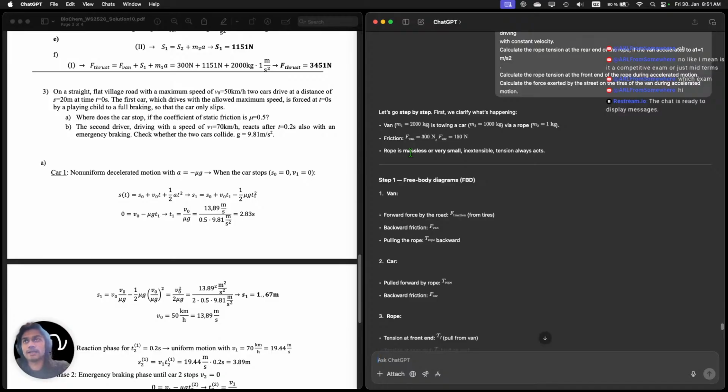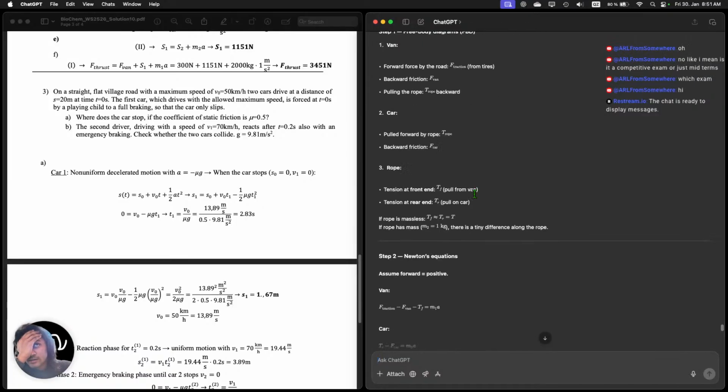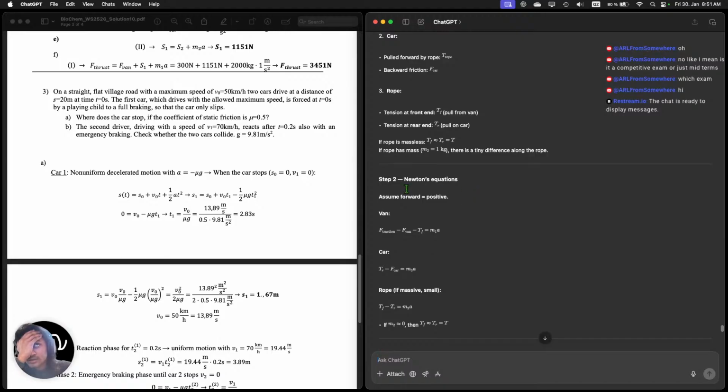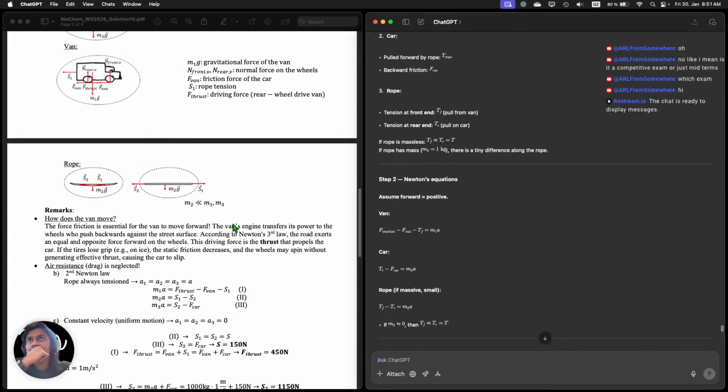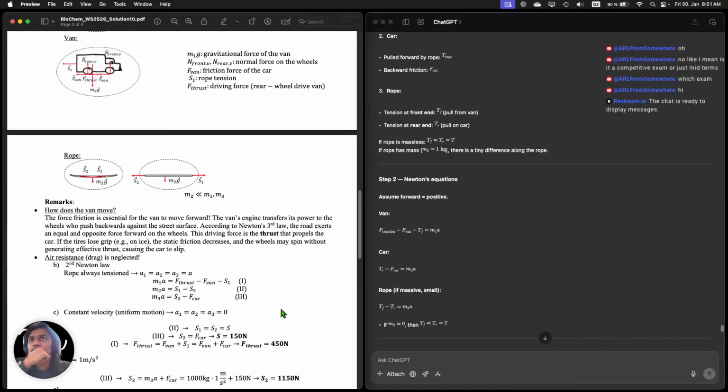Let's go step by step. Rope is massless or very small. Inextensible tension always acts. Free body diagram. I kind of know the free body diagram. It's just the Newton equation. Assume forward equals positive: F traction minus F plan minus T F. Did they account for F traction though? It's F thrust. Okay.